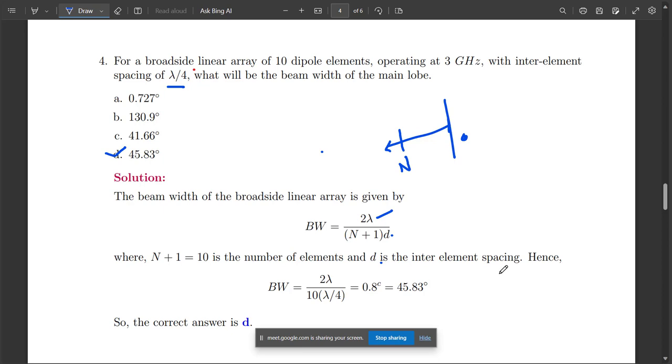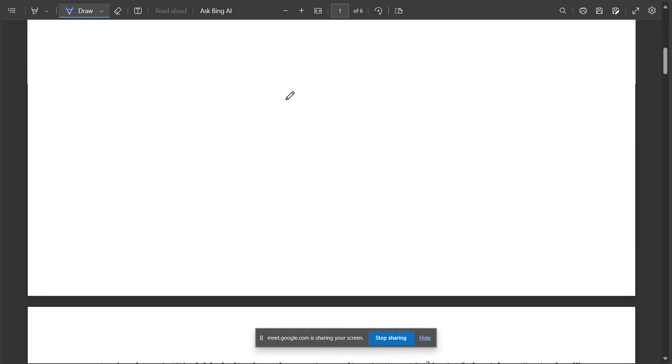Yes, ma'am, I have a doubt. The elements are 10, and the plus 1, we cannot take it as 11, ma'am? Why are we taking it as 10? I told you, they are in a linear array. So here you have to think, as I already told you.